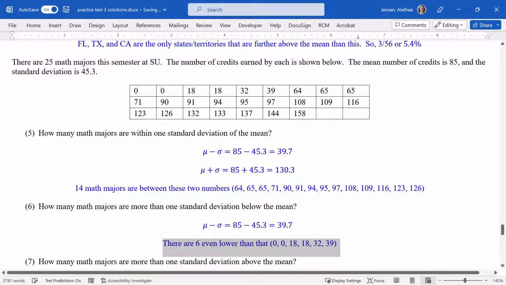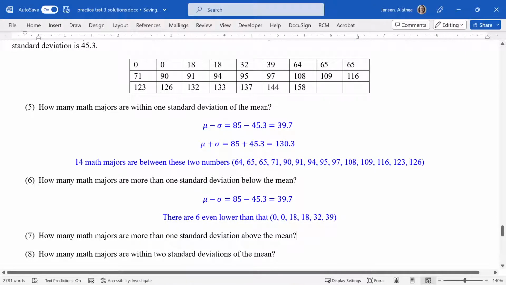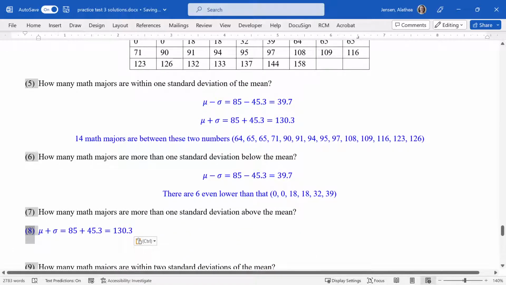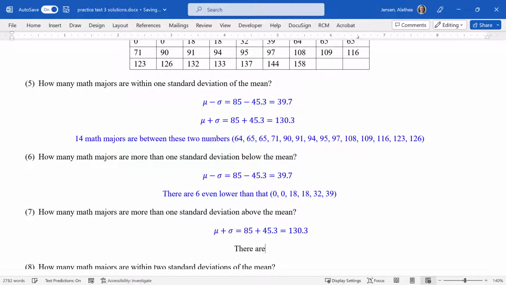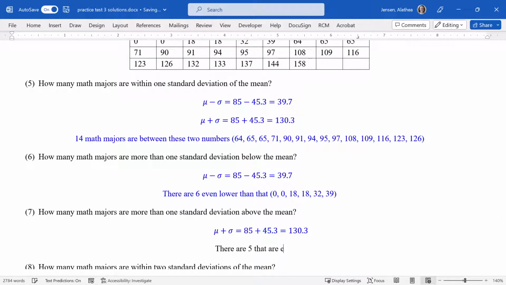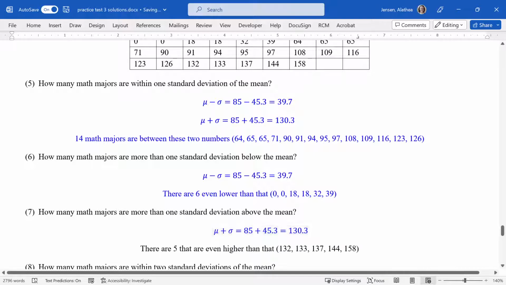Okay. And number 7, how many math majors are more than 1 standard deviation above the mean? So 1 standard deviation above the mean is this number, 130.3. And we want to know how many are even higher than that. So there are, let's see, 132, 133, 137, 144, 158. So that's 5 that are even higher than that.